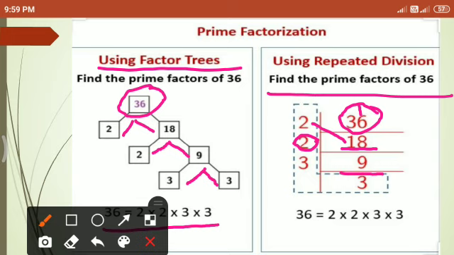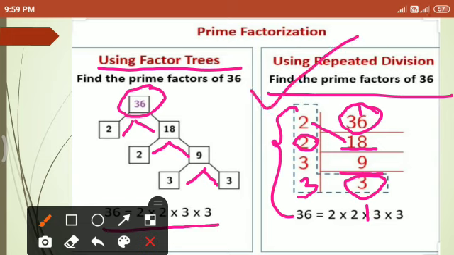So 9 is divisible by 3. That is 3 3s is 9. Now this 3 is also divisible by itself. That is 3 1s is 3. Clear? So what are the factors of 36? That is 2 into 2 into 3 into 3. So this is the repeated division method. So the two methods are there for finding the prime factor. Clear everyone? But here we will use the repeated division method. It is the easy method to find out the prime factors.